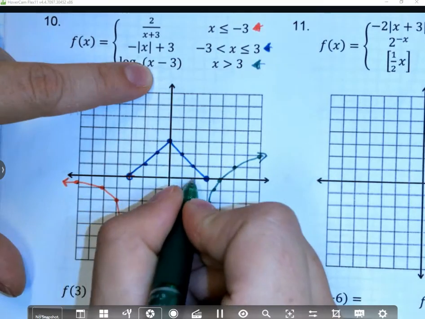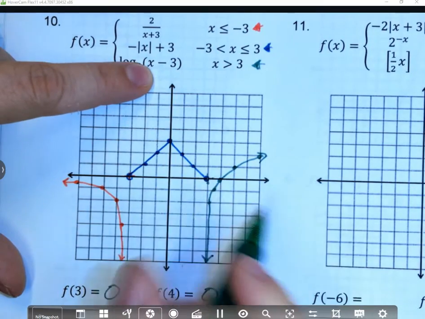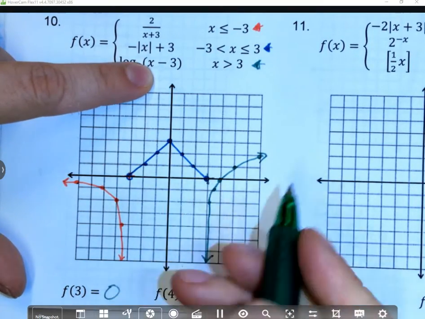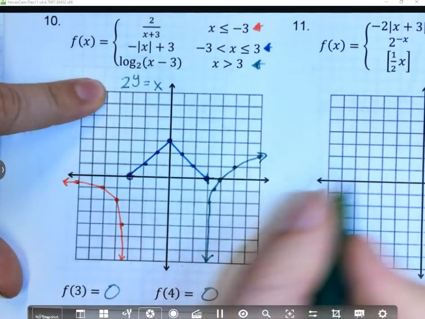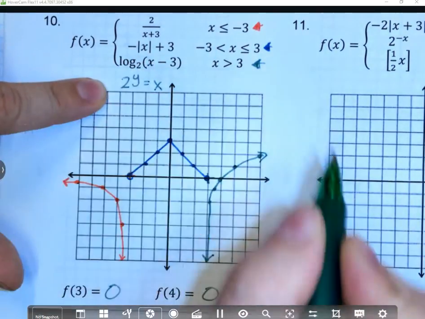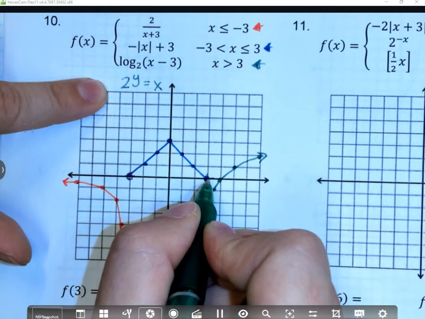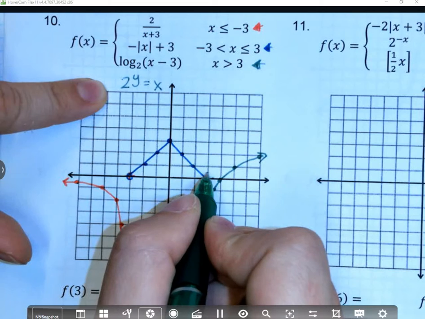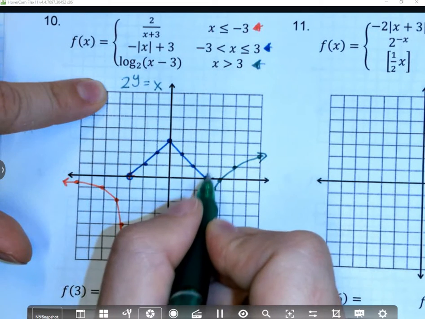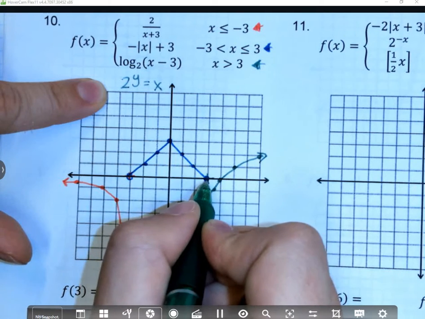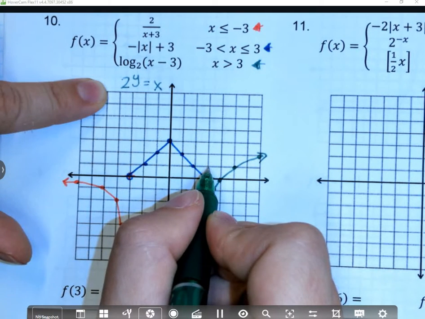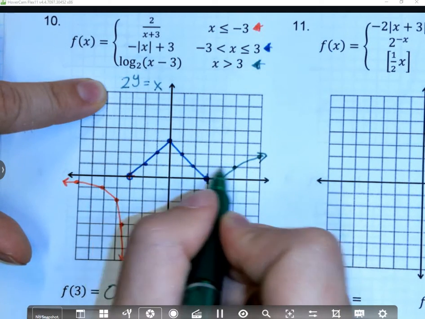So I'm going to go 1, 2, 3, and I've got a little starting spot right there. And then I'm going to think about this in terms of 2 to the y equals x, because that's a 2. What is 2 to the 0 power? 1. So that means I don't go up and down at all. My y is 0. I go over 1. What is 2 to the first power? 2.